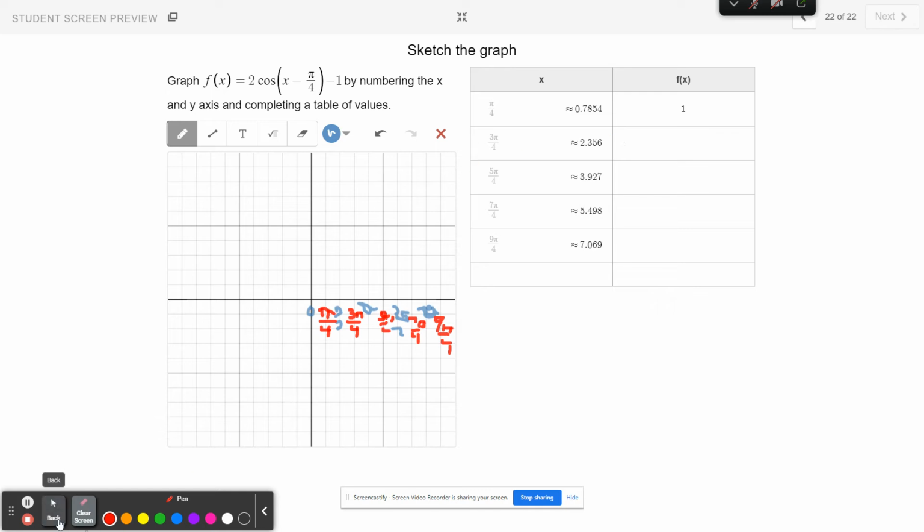Okay, so now I just got to go in and finish the table. So at pi fourths, I know it's 1. Now 3 pi fourths minus pi fourths is pi halves. Cosine of pi halves is 0. 0 times 2 is 0. So this one is negative 1.